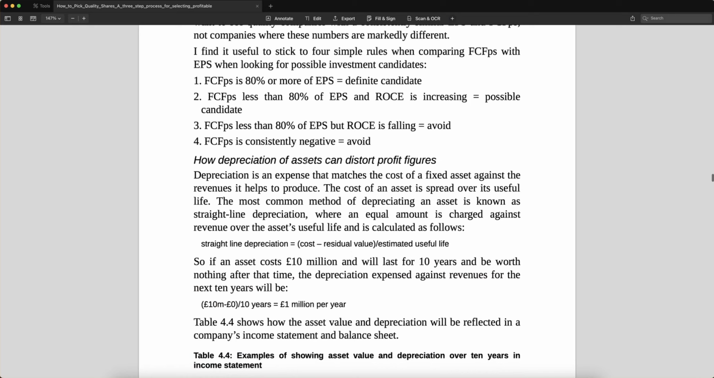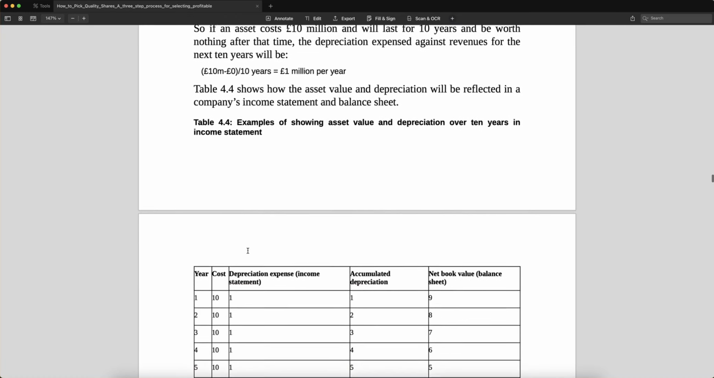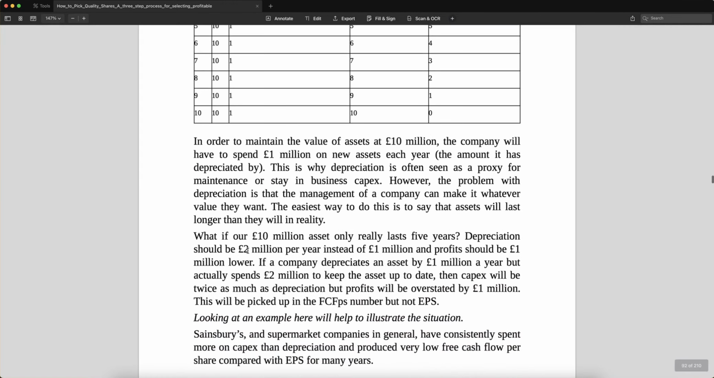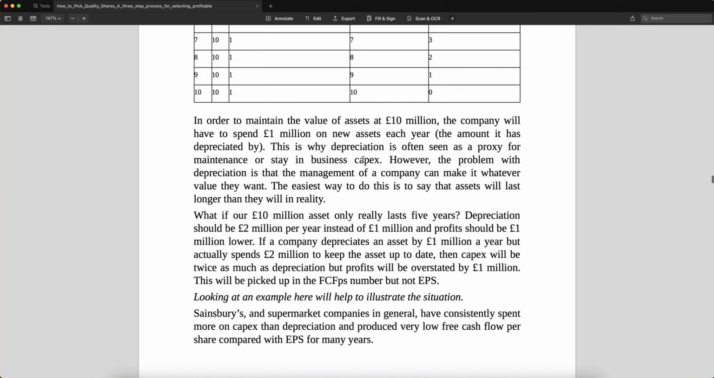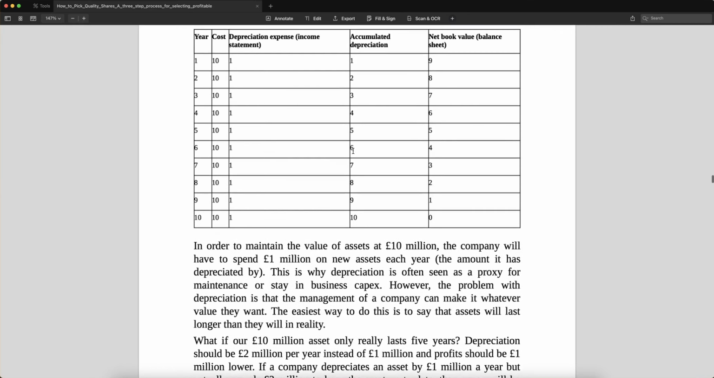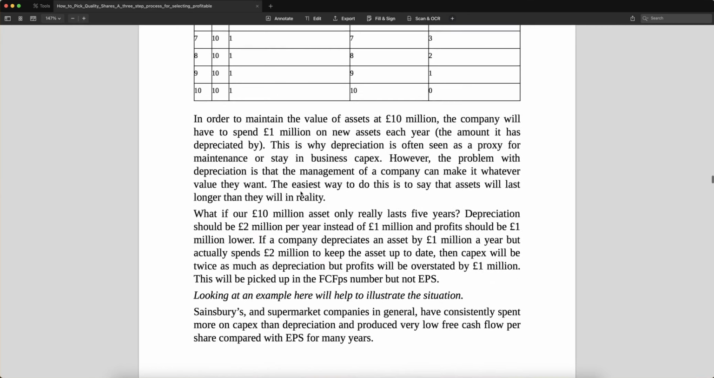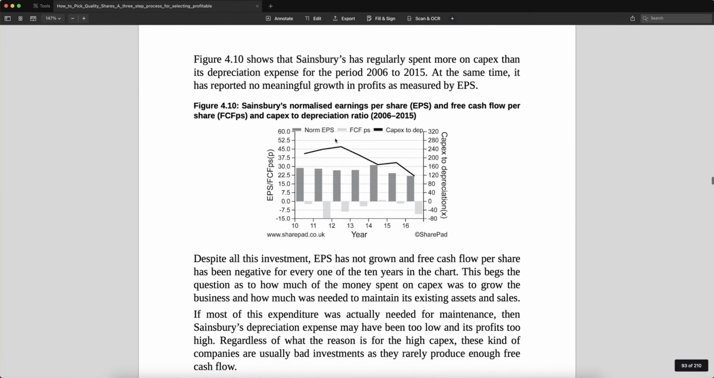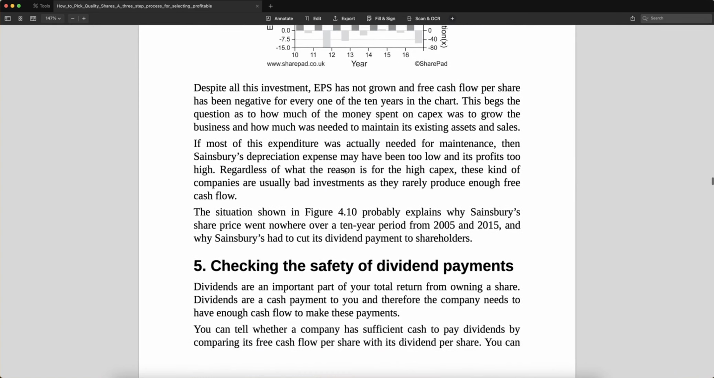How depreciation of assets can distort profit figures. Now depreciation is a thing which can be changed. I do my depreciation in straight line or WDV method. I change the depreciation accounting policy, which we don't really go and read. This can change my PAT numbers because depreciation is an expense which is reduced in the P&L account. So he is giving some examples of a 10-year depreciation, how my depreciation goes and how my book value goes, and how this will distort your ROC numbers and PAT numbers. So all this is there, and then you compare free cash flow per share, normalized EPS, and the capex to depreciation line.